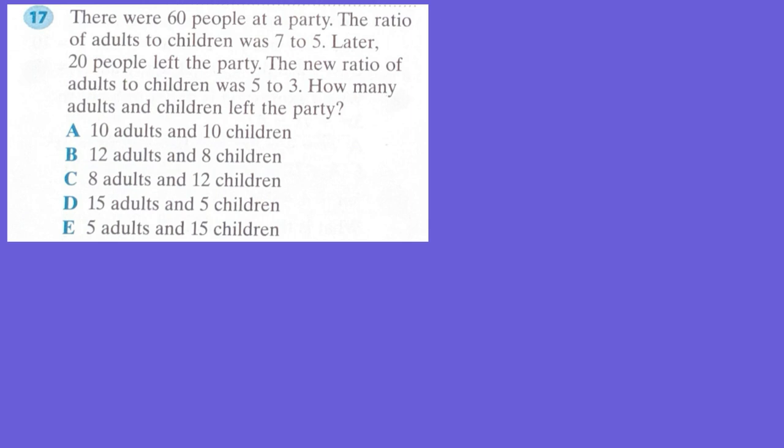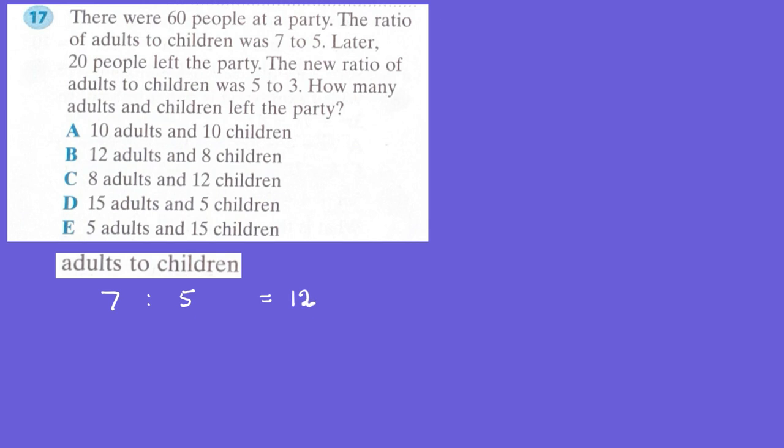So there were 60 people at a party and the ratio of adults to children was 7:5. If you want to read the whole question, then stop the video, because I'm just going to deal with this particular information. And we've got 7 to 5 children. Now that together gives us 12 people.